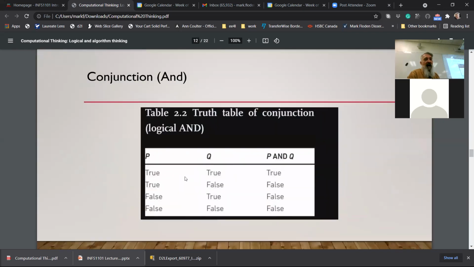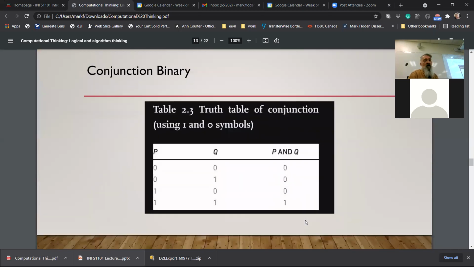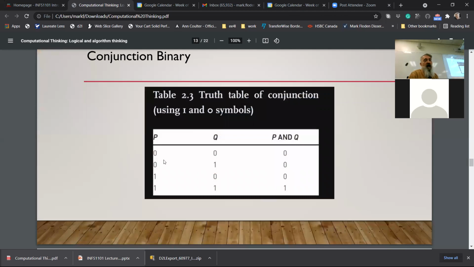So conjunction is "and". What that means is this state here, where P and Q are both true, will exist when P is true and Q is true. But if either of those is false, like in these two cases, in this case Q is false, in this case P is false, then P and Q will have to be false. And if both of them are false, then P and Q will have to be false. All right, so that's conjunction.